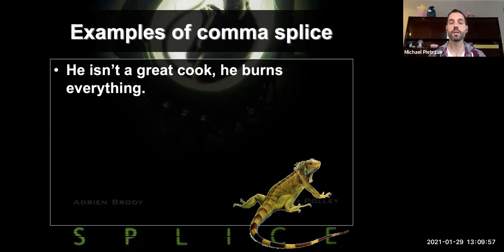He isn't a great cook. That's a full sentence on its own. He burns everything, also a full sentence on its own. But the author here has joined these two sentences, or spliced them together, with a comma, hence the term comma splice. Let's not do this because it's not proper English. And okay, maybe some people can understand it, but some people won't.